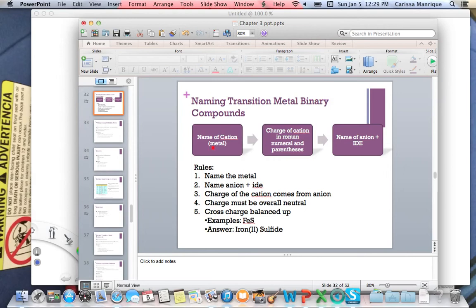Okay, so naming a transition metal. Now what you do, just like you did on the other one, you're going to name the cation, which is the metal, and then you're going to name the anion ending in "ide." So that part is the same. So you're going to have sodium bromide. I mean, that's not this, but it's the same rules. The one rule that is different than the main group is that you need to put the charge in parentheses for your metal.